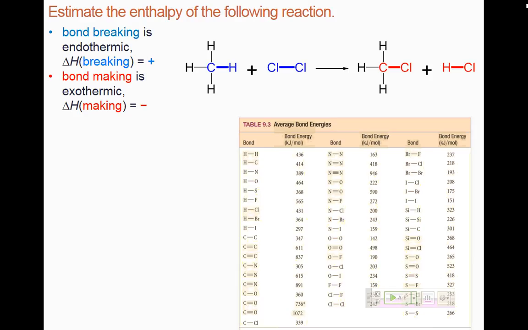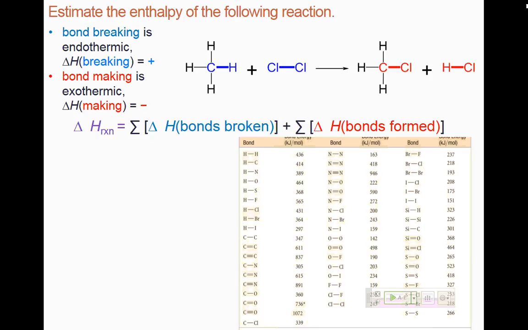We're forming a carbon-chlorine bond, and we're forming a hydrogen-chlorine bond. So that's what we're doing. Remember, in blue, breaking takes energy, so what we're going to do is find a carbon-hydrogen single bond in this chart, and we're going to find the number, and the chlorine-chlorine single bond in the chart. We're going to find the number. Again, I'll give you the chart. You don't need to memorize the numbers.